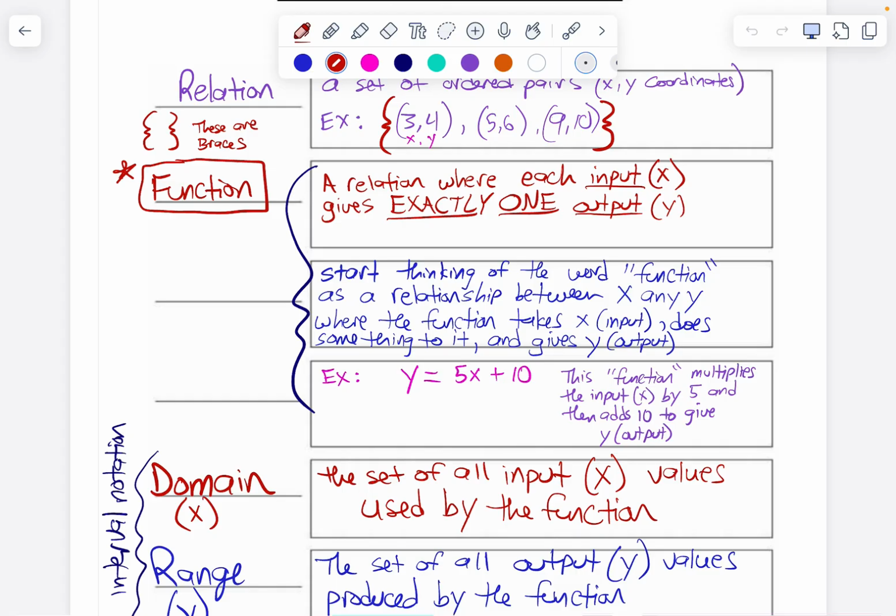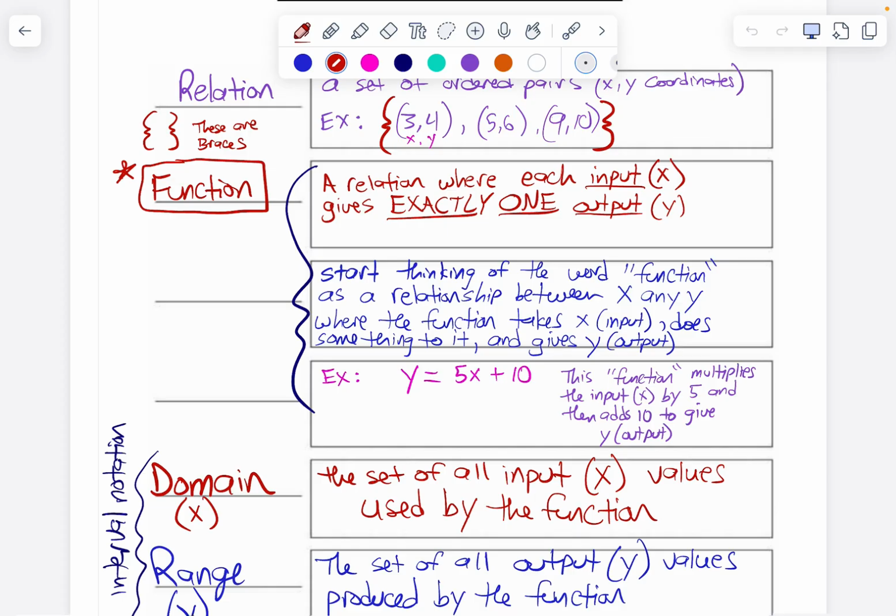Okay? And I had you write kind of a long note there that says start thinking of the word function as some relationship between x and y, where the function takes an x and does something to it to spit out a y. And when you start looking at these, they look pretty familiar, actually, like the pink example there where it says y equals 5x plus 10. All that means is just plug in an x, pick some number, multiply it by 5, and add 10, and then spit that out. That is your result, called our output. And so that is a function.